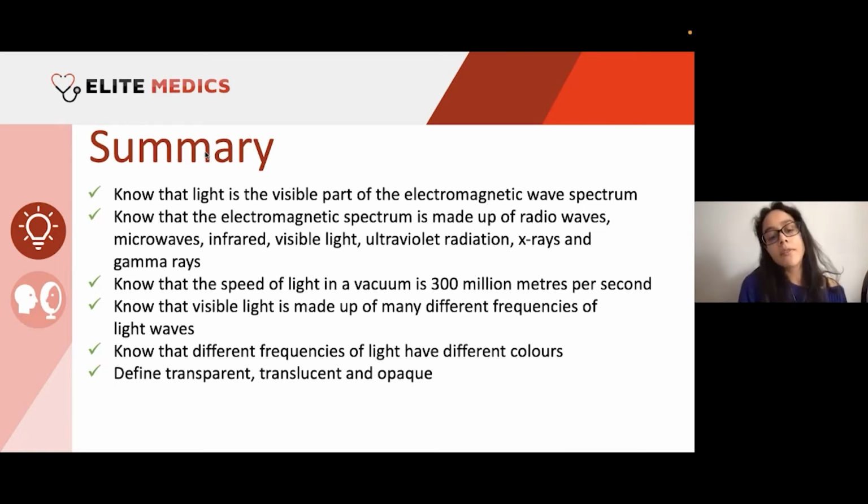We know how to define what a transparent object is, so that's where light completely goes through it. We know that a translucent object is where light partially passes through that object. So something like frosted glass, for example, or dark sunglasses where the lenses are brown or black. And an opaque object, such as a solid apple, is opaque because light cannot get through it at all.